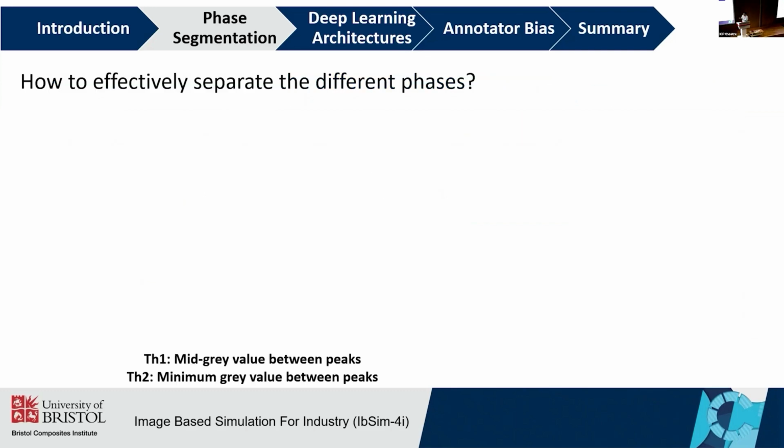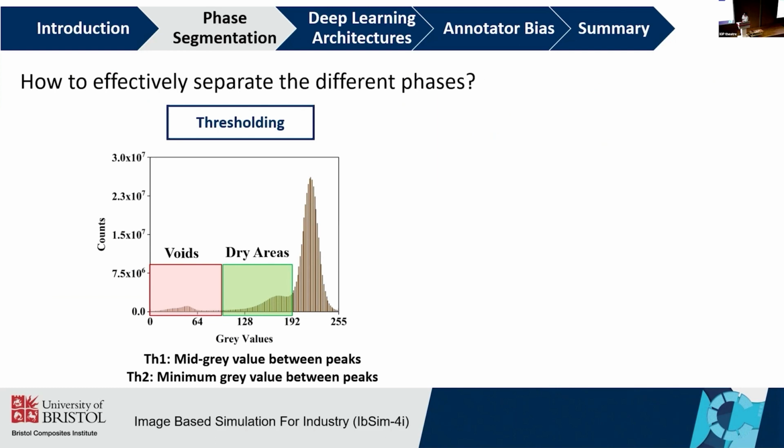So now the main question is, how can we actually separate the different phases? So we tested two approaches. The first one is using thresholding. Thresholding is a really well-known method, and it works really well in a wide range of applications. We used two different approaches to select the threshold.